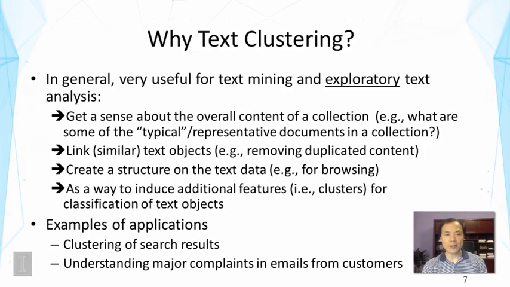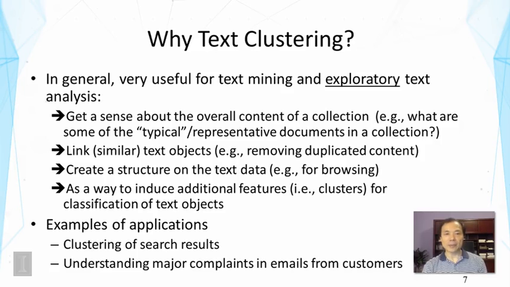We may also use text clustering to induce additional features to represent text data. When we cluster documents together, we can treat each cluster as a feature, and then when a document is in this cluster, the feature value would be 1. And if a document is not in this cluster, then the feature value is 0. And this helps provide additional discrimination that might be used for text classification, as we will discuss later.